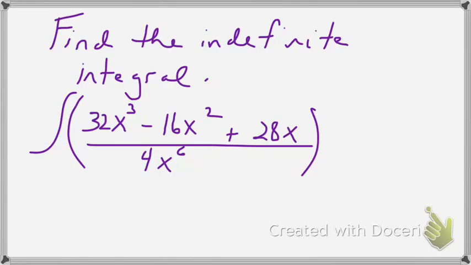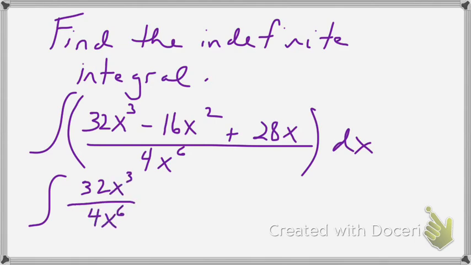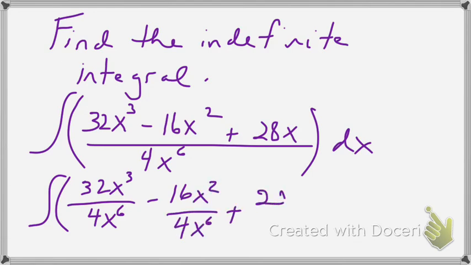We will find another indefinite integral or antiderivative. Don't be alarmed by the appearance. Let's simplify this quotient and then we'll integrate. So that's the same as 32x cubed divided by 4x to the 6th, negative 16x squared divided by 4x to the 6th, and 28x divided by 4x to the 6th.